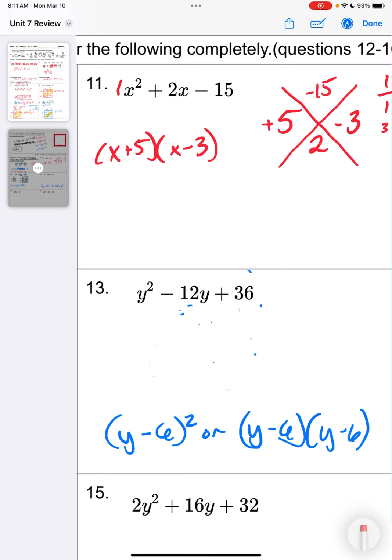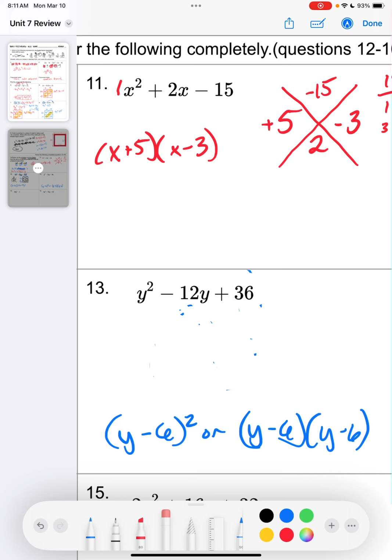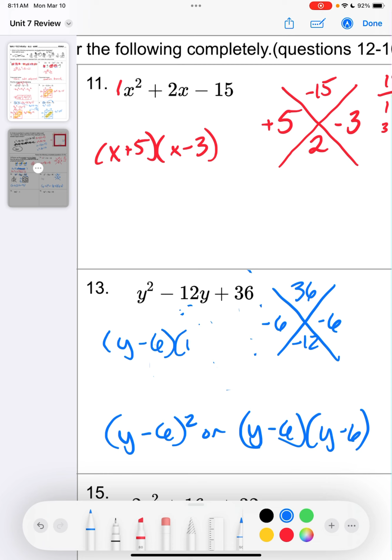because we would put 36 at the top. Whoops. Put negative 12 at the bottom. 2 numbers that multiply to positive 36 that add to negative 12 is negative 6 and negative 6. And we would have our factor pairs that way.